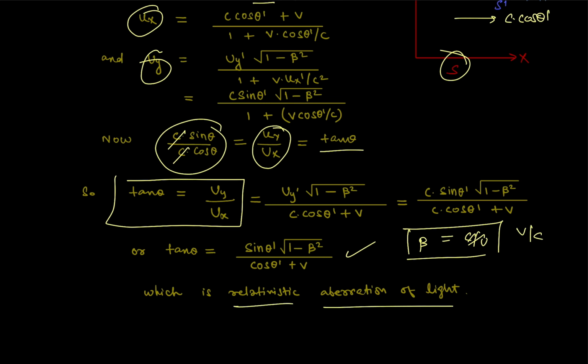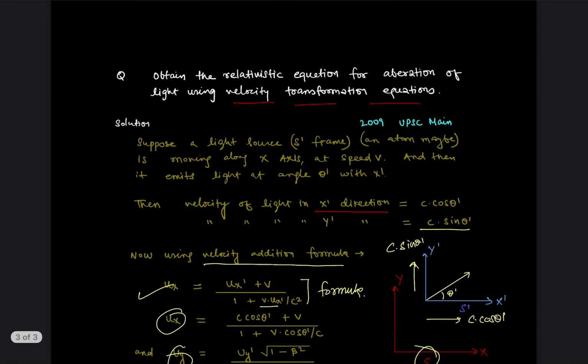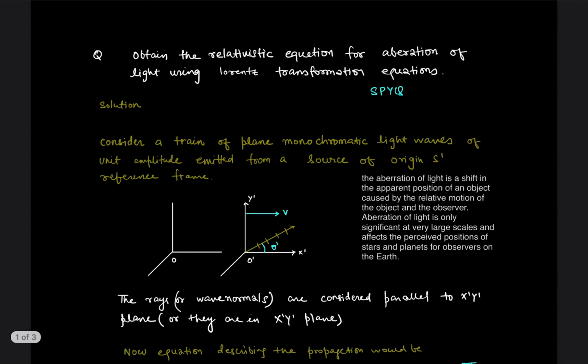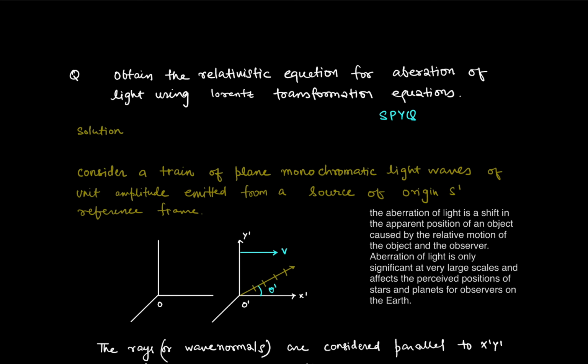If theta prime is the angle of the light ray in the S prime frame, then in the S frame you get theta simply by this relation. Now let me tell you, they can ask the same question in this format: obtain the relativistic equation for aberration of light using the Lorentz transformation equation. There is nothing much difference, but there is something you need to adapt to.